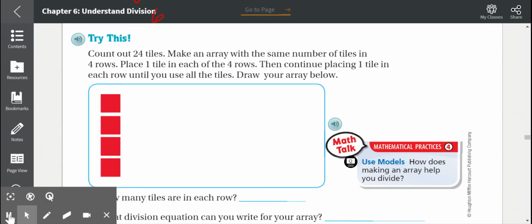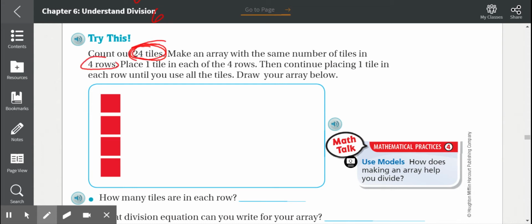Okay, let's try another one. This one says to count 24 tiles. So our total is going to be 24. Make an array with the same number of tiles in 4 rows. Place 1 tile in each of the 4 rows. Then continue placing 1 tile in each row until we've used all the tiles. So we're going to just start drawing this. 24 is the number we have to stop at.